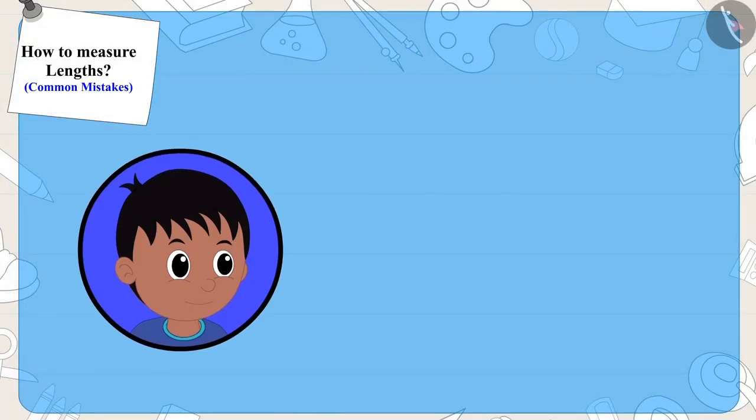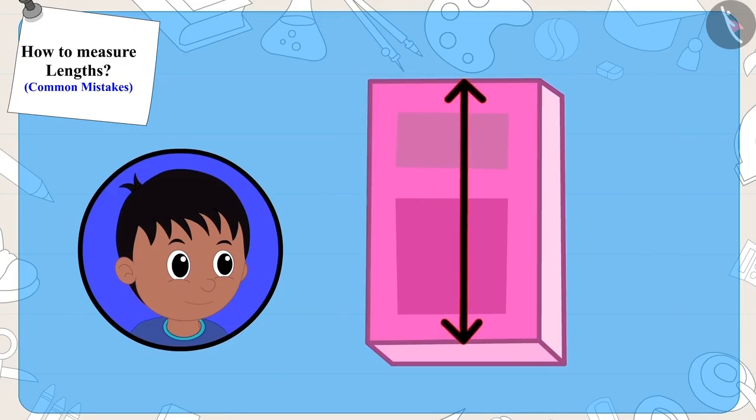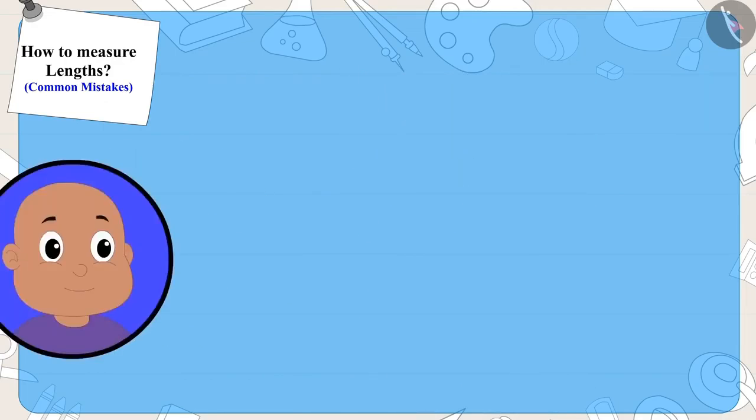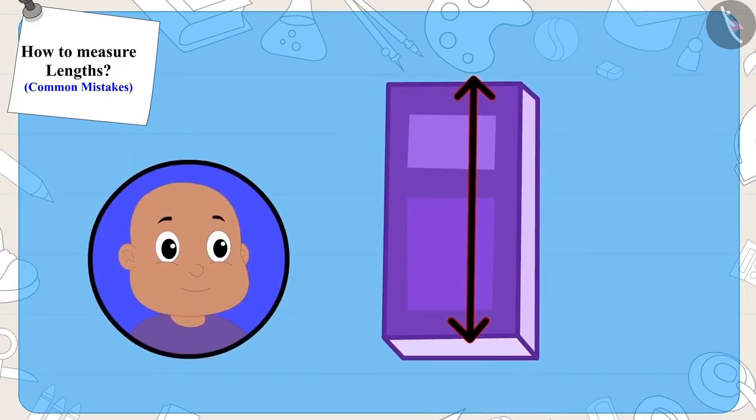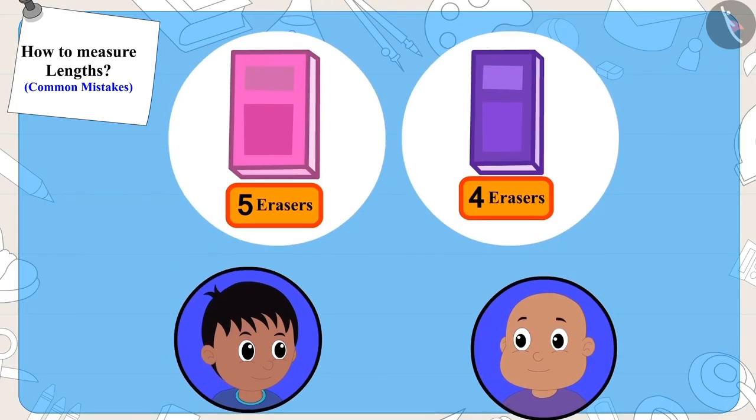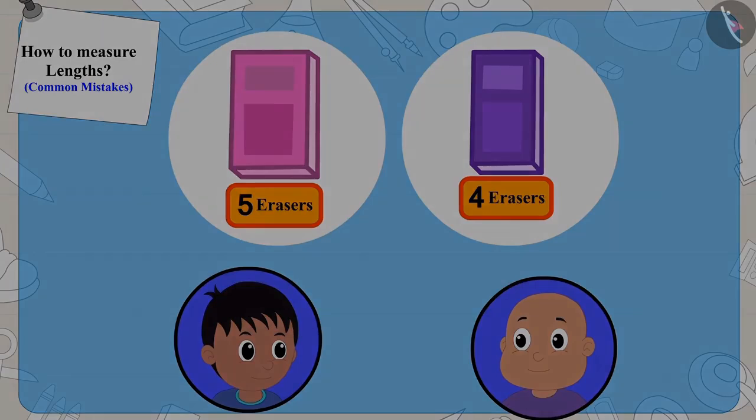Raju had measured his notebook placing the eraser in this way. But while measuring his notebook, Bablu placed the eraser a little above the bottom end. That is why the length of his notebook was 4 erasers long instead of 5 erasers long.